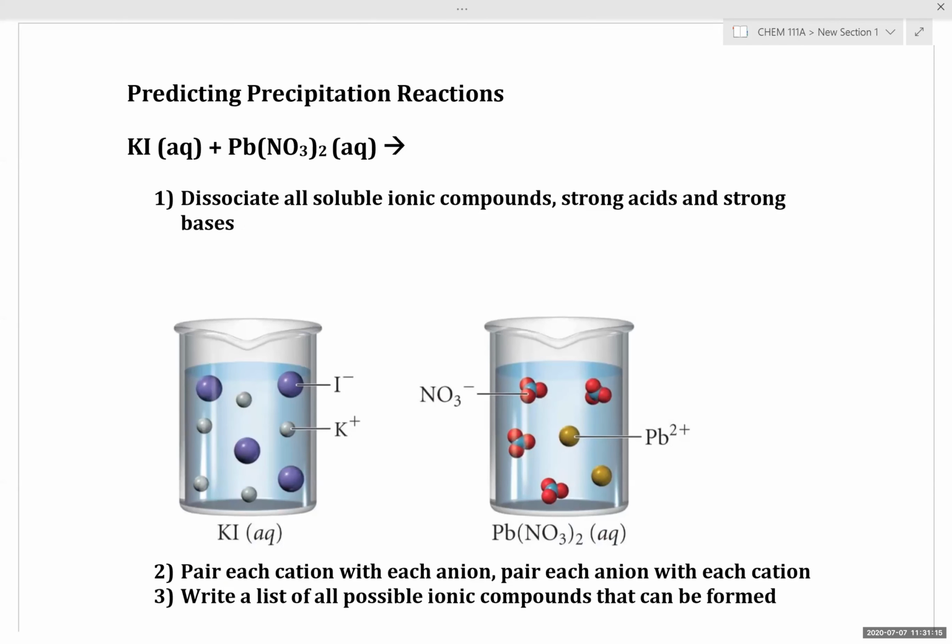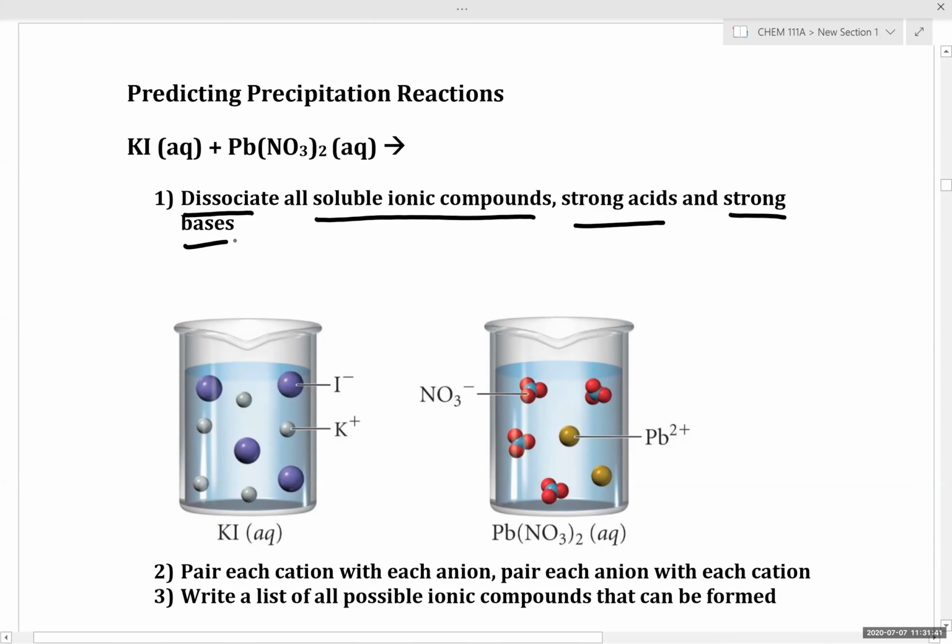And we're going to use some pictures to help us visualize what's going on. So suppose we mix potassium iodide and lead nitrate. And we're asked to figure out, what do we get from this reaction? Well, the first step is to take all of your soluble ionic compounds and dissociate all of your soluble ionic compounds, strong acids, and strong bases. We need to see what ions are present in solution in order to predict what products will be generated.